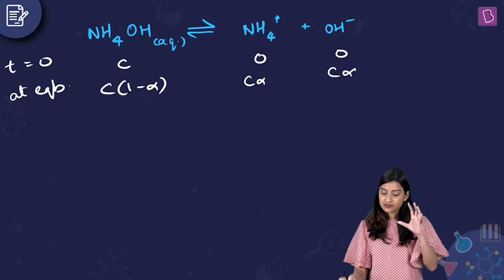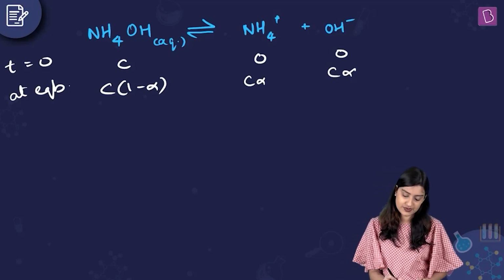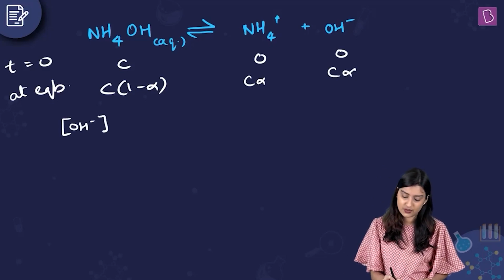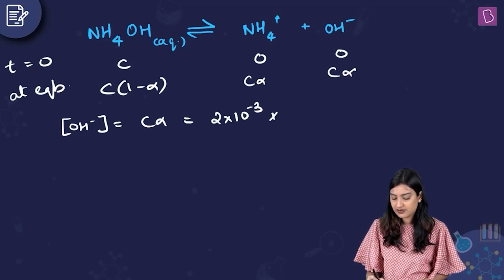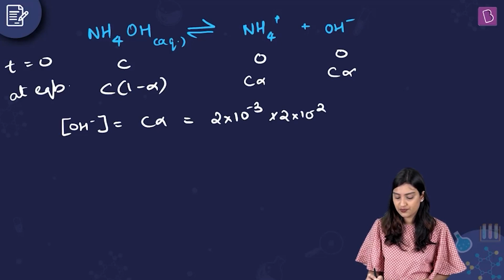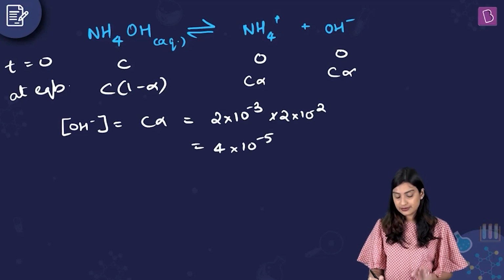We need the concentration of OH minus ions, right? So the concentration of OH minus ions is going to be C alpha. C is given to you as 2 into 10 to the power of minus 3 and alpha is given to you as 2 into 10 to the power of minus 2. So you have 4 into 10 to the power of minus 5, correct?